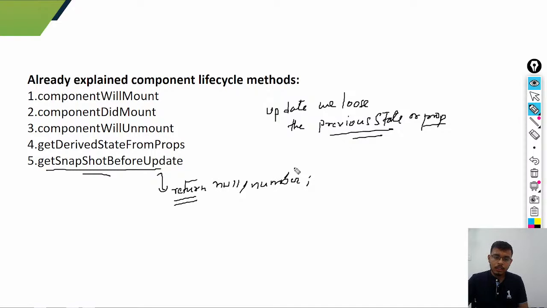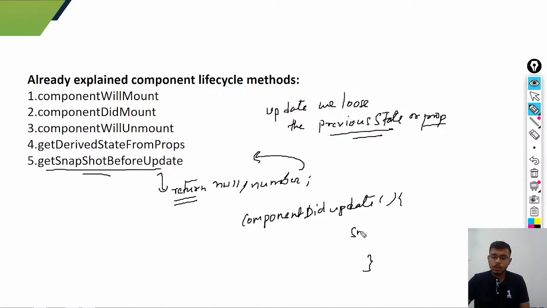Whatever it returns, that value always gets returned to componentDidUpdate. That particular value can be accessed as a snapshot, which is passed as a parameter to componentDidUpdate. So in componentDidUpdate, we have seen that we can capture the prop, the state, as well as the snapshot.